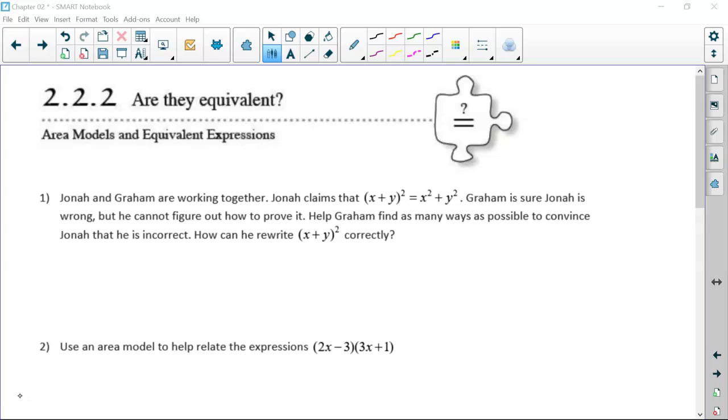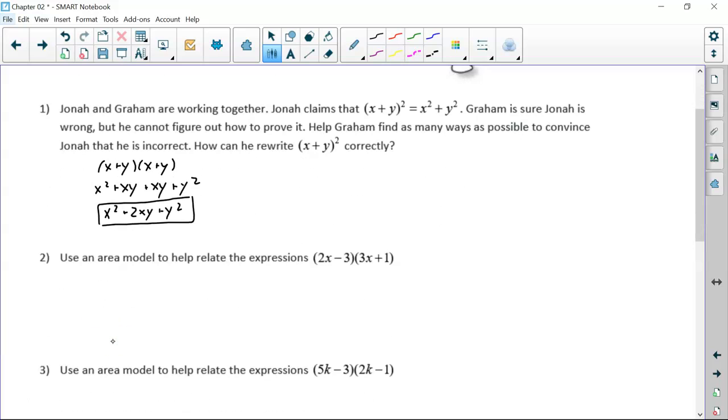You don't just square the first term and the last term. Remember, (x + y)², if we write it out the long way, is (x + y) times (x + y). So it's going to be x² + xy + xy + y², which would be x² + 2xy + y². Jonah made the common mistake of missing that middle term.